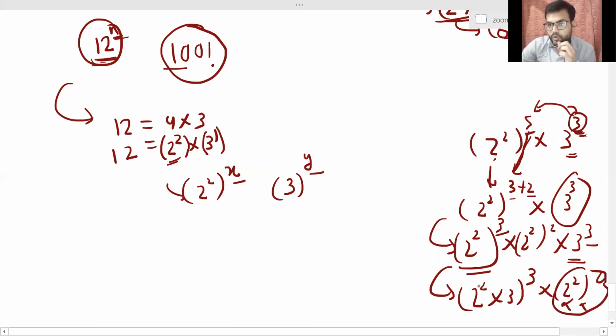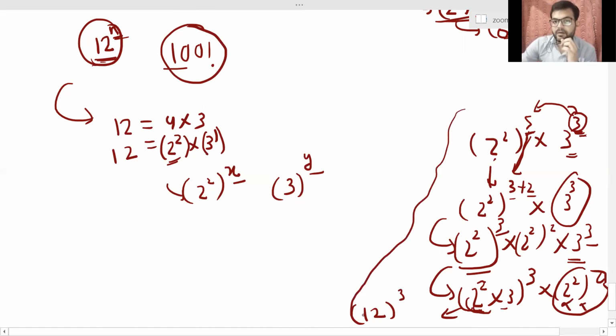So we can directly say 2 square is 4. 4 into 3 is 12. So we have got 12 raised to the power 3. So we are getting 3 number of 12s. This was only an example, in case you are getting 5 number of 2 squares and 3 number of 3s.